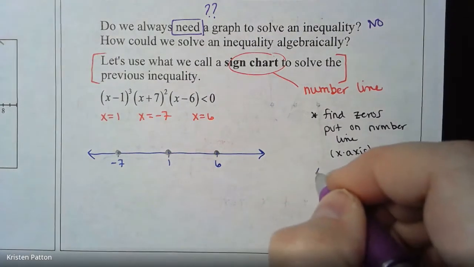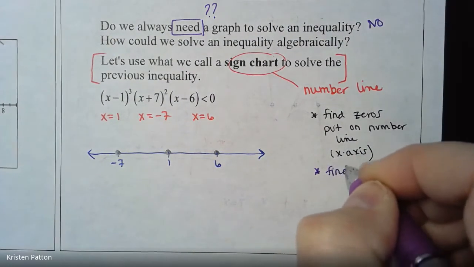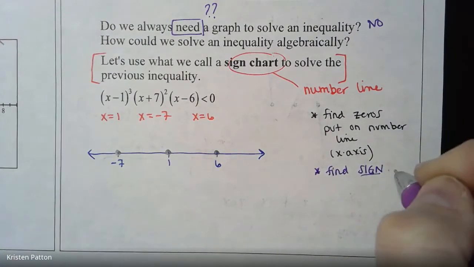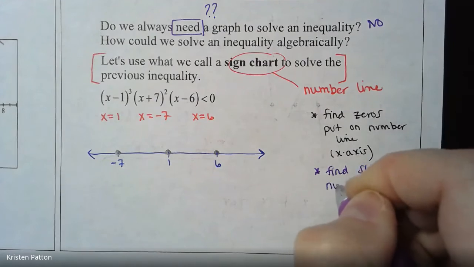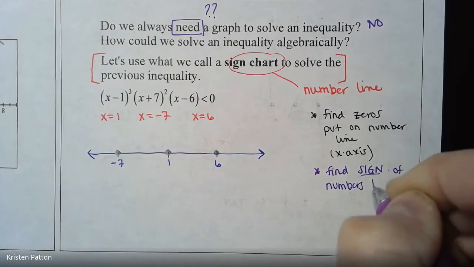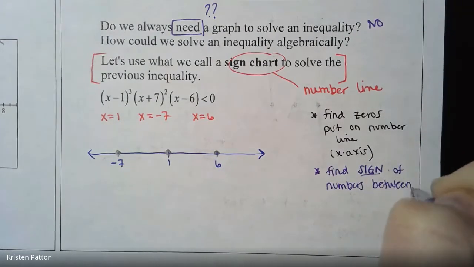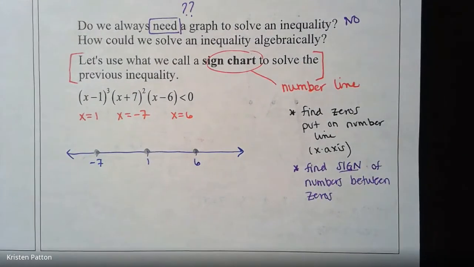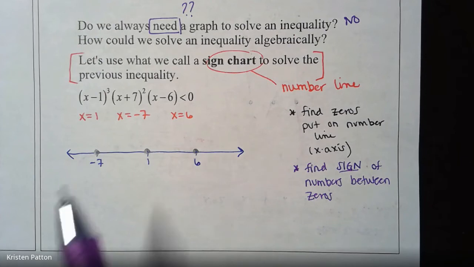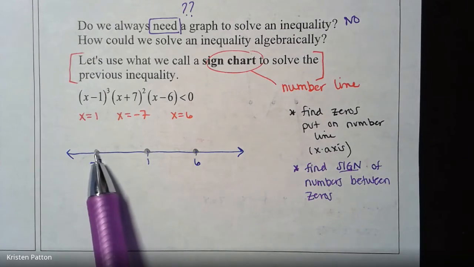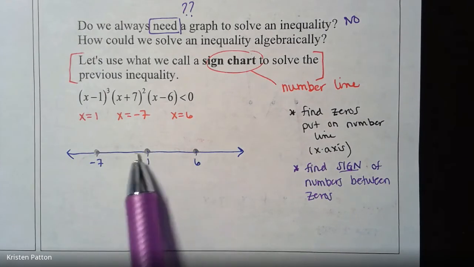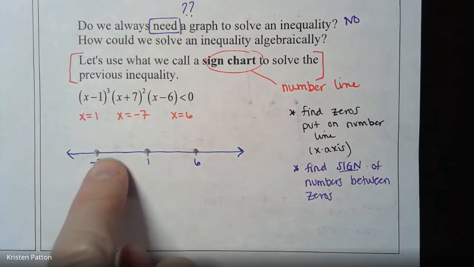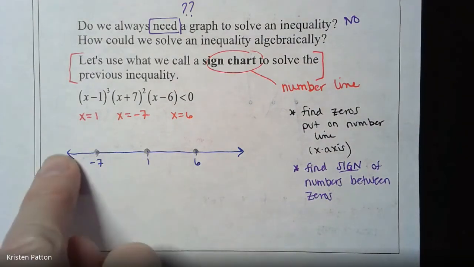And now what we're going to do is find the sign, S-I-G-N, of the numbers between the zeros. And I'll explain how we're going to do that. Essentially, I know that the graph might be transitioning from positive to negative at these 3 numbers. So I'm just going to check between those numbers on either side of them.